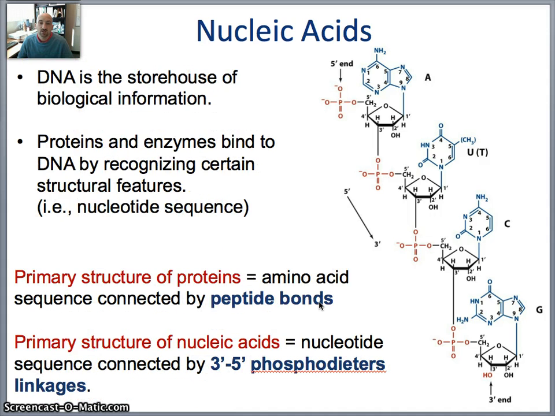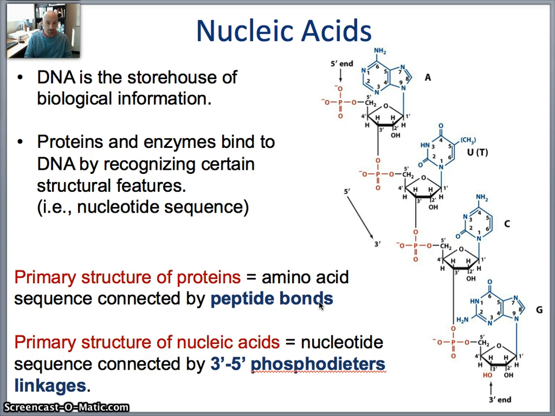All right, so the last thing I'm going to talk about is just the basic structure of nucleic acids. We know DNA is the storehouse of all biological information. That is then passed on to the RNA, which ultimately helps determine the protein that's being produced. Proteins and enzymes actually bind to DNA. They recognize certain structural features. They read that nucleotide sequence. And we're going to talk about next class why that's important and how these different proteins may bind and what they actually do.